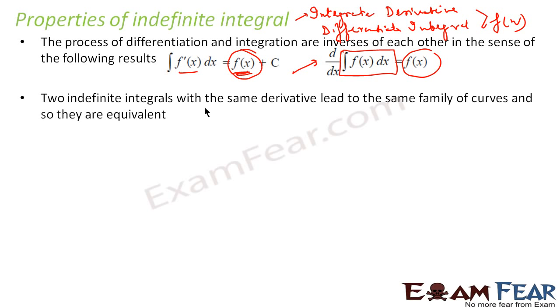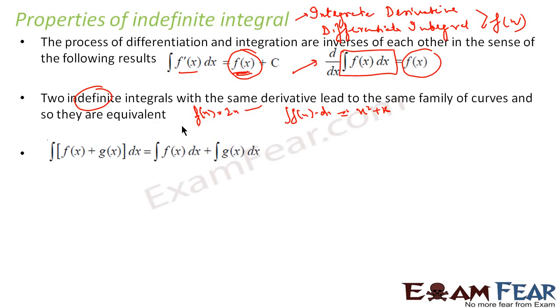The second property says that two indefinite integrals with the same derivative lead to the same family of curves, and so they are equivalent. We have seen an example, we have f(x) equal to 2x, and we got the integral x square plus k. So we got so many curves, but they were all equivalent curves and belong to the same family. You have f(x) plus g(x), you integrate this, it is nothing but you integrate f(x) first, integrate g(x), and then sum, or you first do the sum and then integrate, both are one and the same.